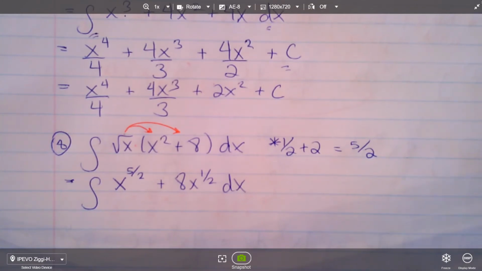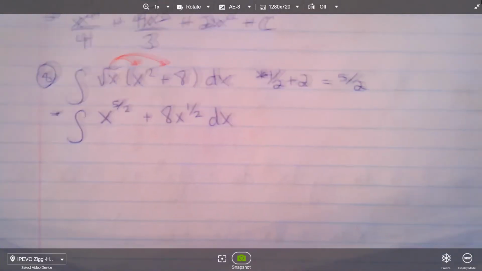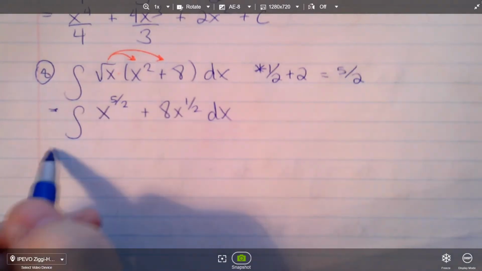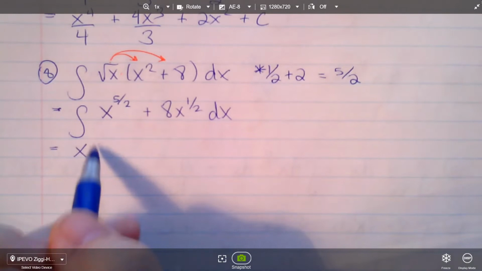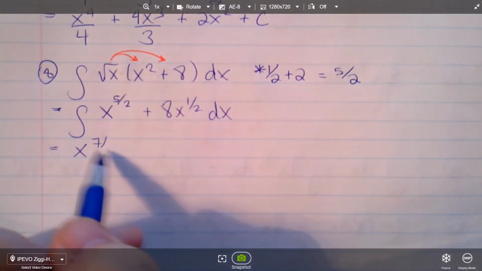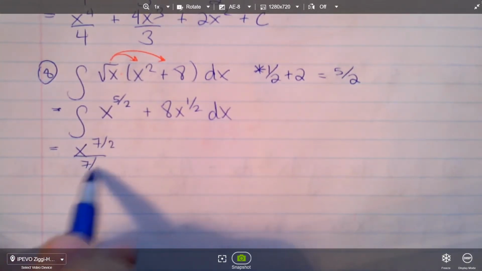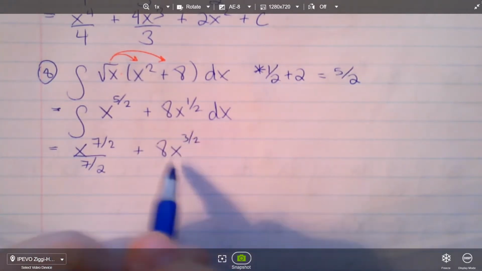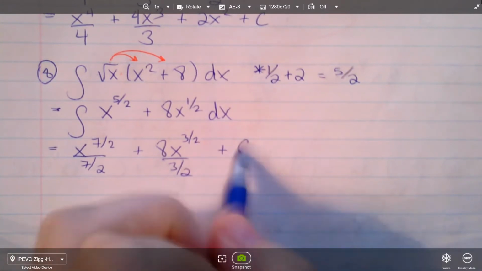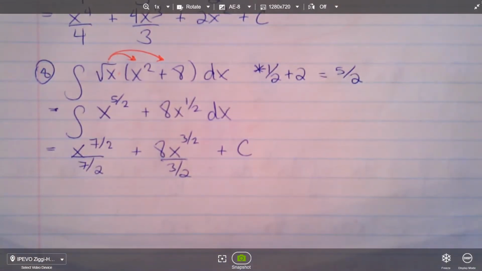So again, it doesn't look like power rule right off the bat, but if you can maneuver things and expand things, bring them up, change the roots to powers, you can turn everything that you need to into power rule. All right. So I've got everything set up. I'm ready to integrate. So I add 1. When I add 1, I get 7 over 2 over 7 over 2. Add 1, I get 3 over 2 over 3 over 2. And the symbols of integration are gone, and I add c.